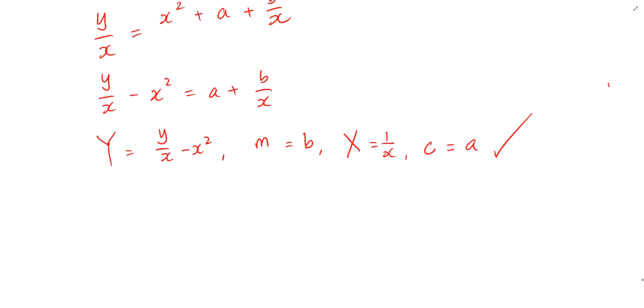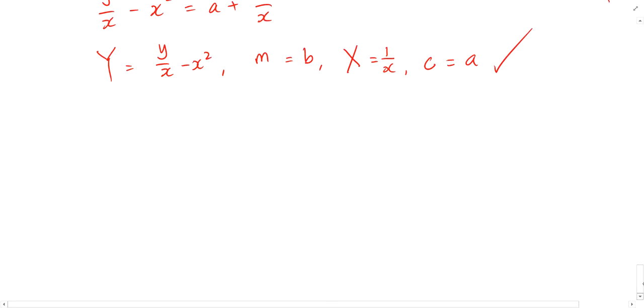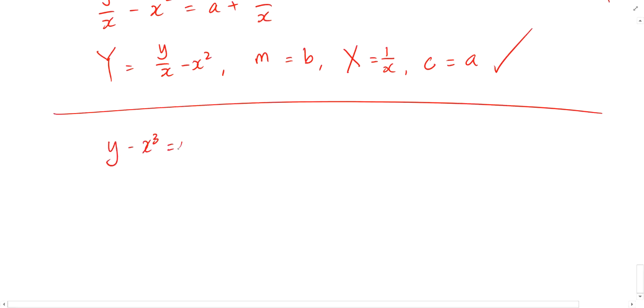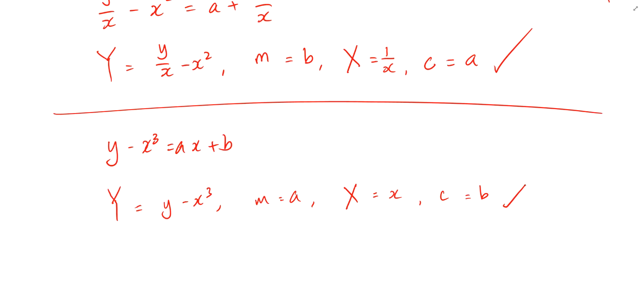Zen has an alternative answer. Okay, so he says y minus x cubed equals ax plus b. So what is your big Y? Okay, what is your M? What is your big X? What is your C? B also can. Also can, right? As long as the variable equals constant times variable plus constant, that's it.